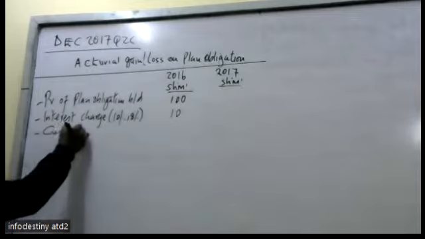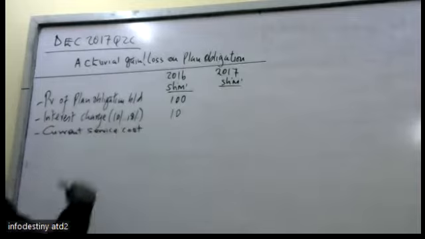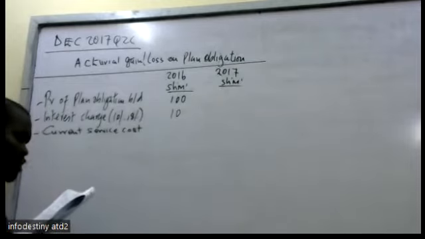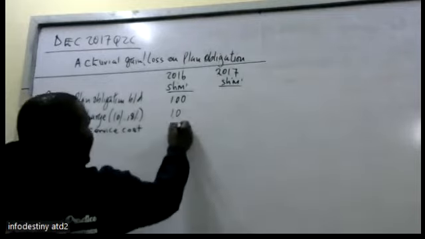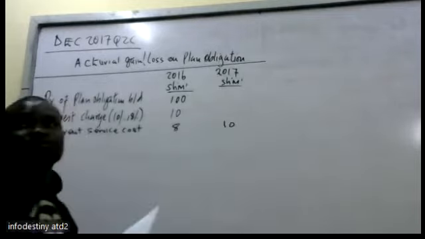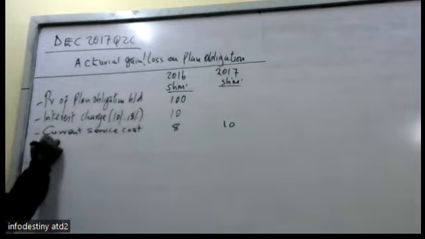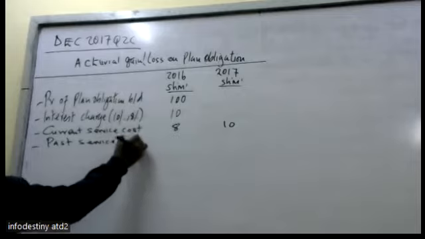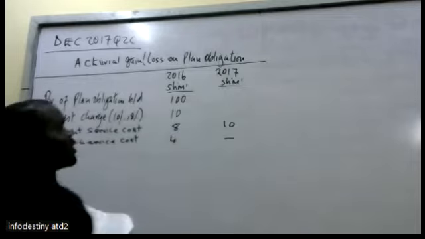So current service costs. How much is the current service cost? 8 and 10. So just bring 8, 10. Then there is past service cost, but it was only in 2016. Not there in the other year.